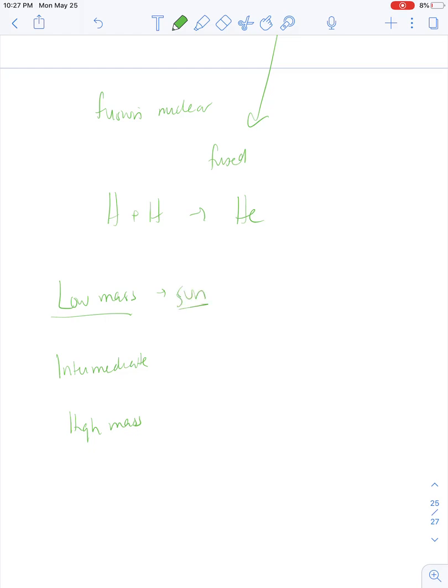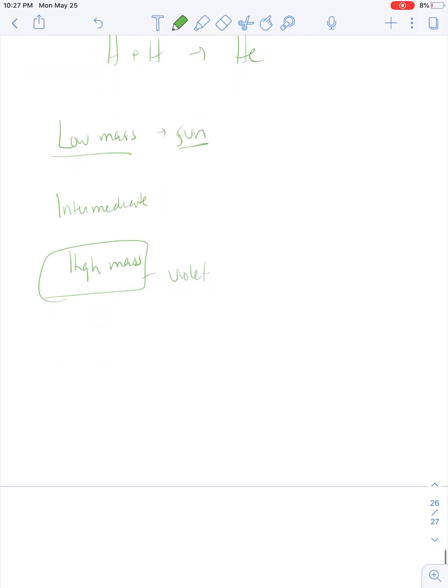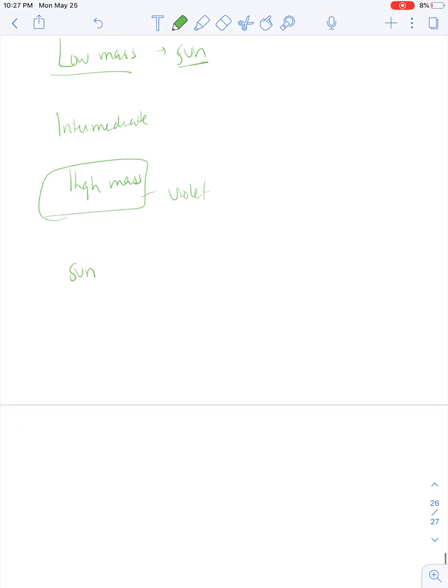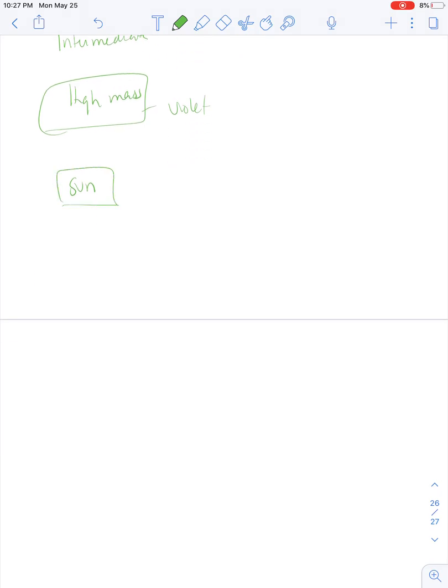And they think that a low mass star is like our sun. Our sun is a low mass star. It's not that hot. You can tell because it's yellow. A really hot star is a high mass star. They're like violet. They're burning violet, right? They have more energy. And then they all have different life cycles. So we're going to talk about our sun.